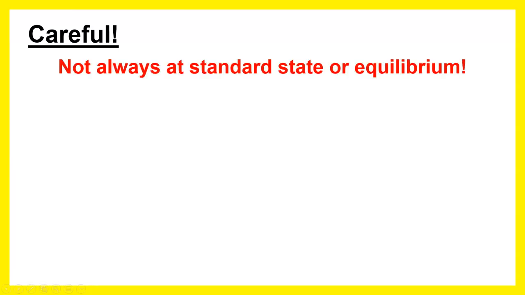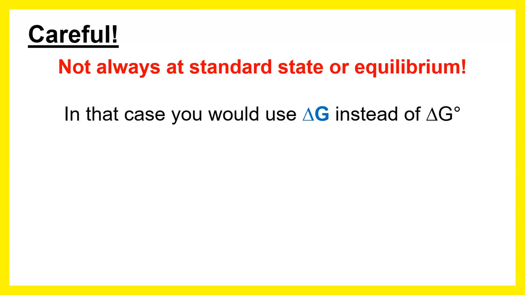So we have one little problem. And that is that we are not always at standard state and we're not always at equilibrium. And sometimes we don't know if we're at equilibrium yet or not, right? So it can get a bit confusing because if we're not under the correct conditions, we shouldn't be using delta G naught. We should be using delta G.